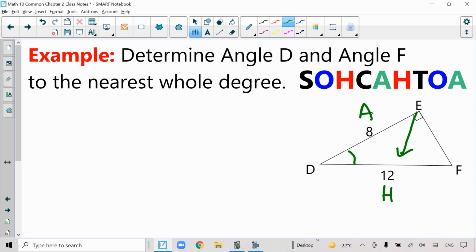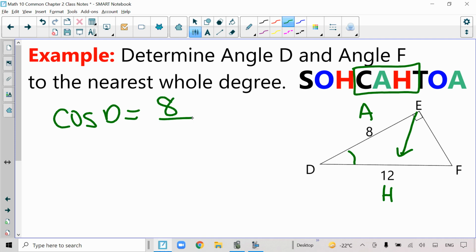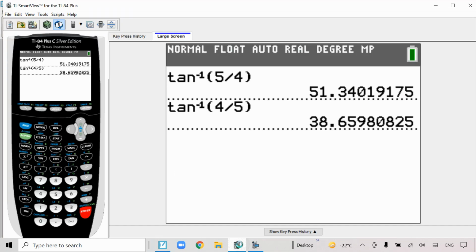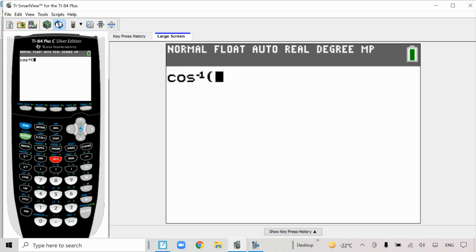This one here is right beside it, so we're going to do that for cosine. Cosine uses adjacents and hypotenuses. So cosine of angle D is equal to adjacent 8 over hypotenuse 12. Now I could reduce that ratio if I wanted to, but it's not necessary. I want to go backwards and find out what my angle is. So that's cos inverse. So D is equal to cos inverse of 8/12. That will give me what my angle D is. So back to my calculator, and I'm going to do cos inverse, second cos, of 8 divided by 12. Close my bracket.